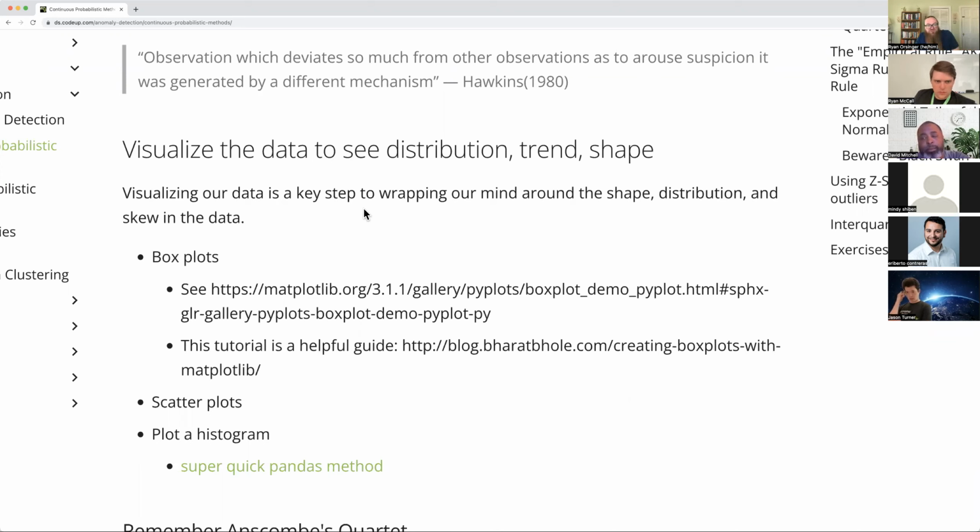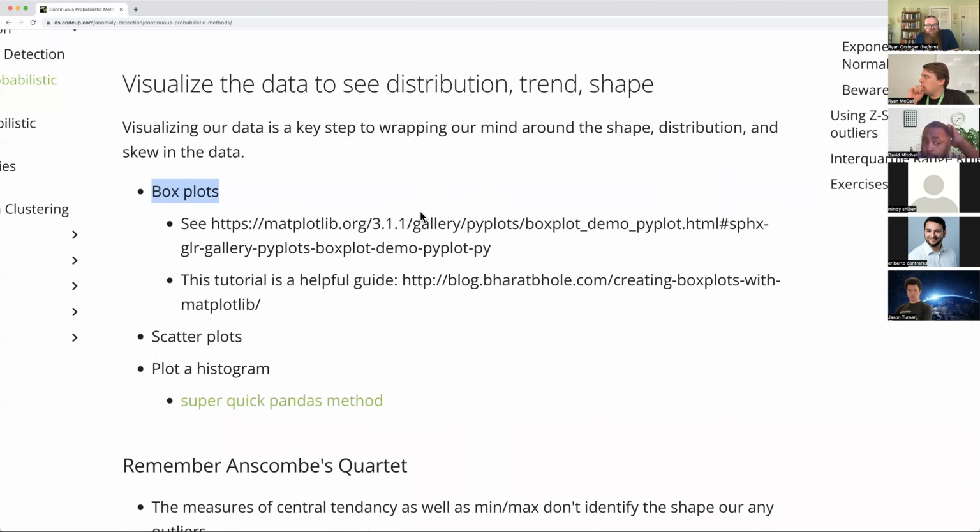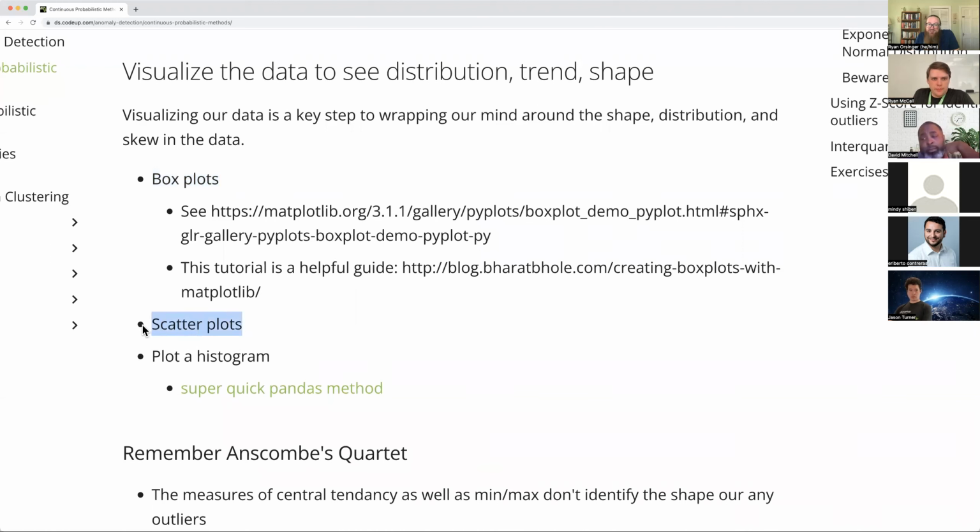So a couple of tools that we can use very regularly to visualize our data: box plots. Box plots are bread and butter visualizations, and scatter plots as well. The nice part about scatter plots is that you see a point on the chart for each point in the data set.